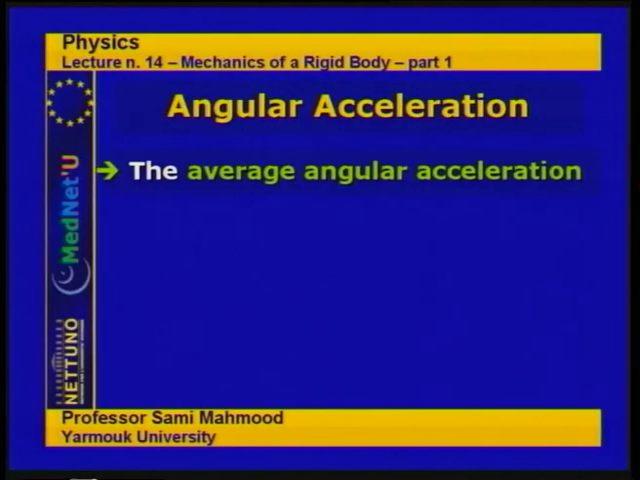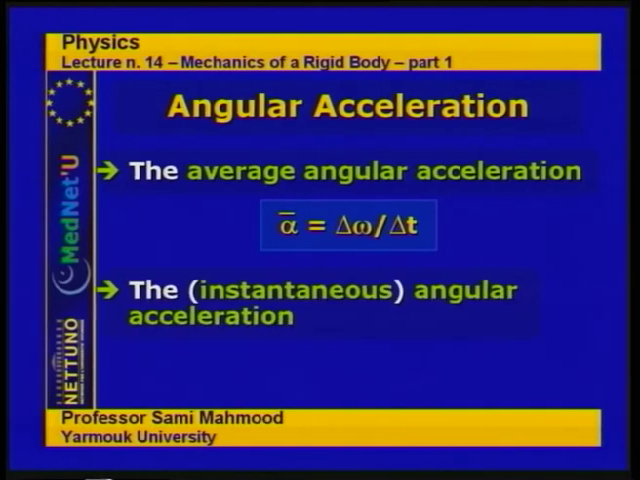The angular acceleration is defined as we did in the case of the translational motion in one dimension. First of all, we define the average angular acceleration, and we call it alpha. Thus, we have alpha average, alpha bar, is equal to the change in the angular velocity divided by the time of the motion during which that change took place. So this is the definition of the angular acceleration.